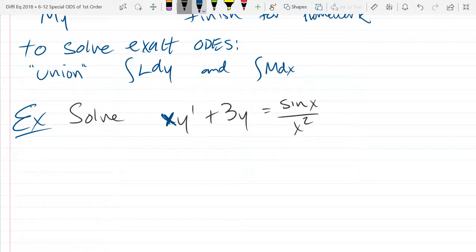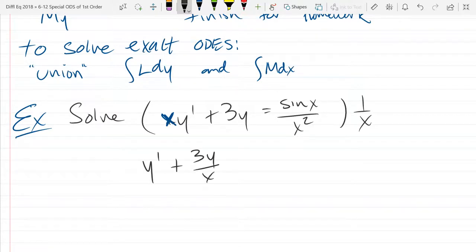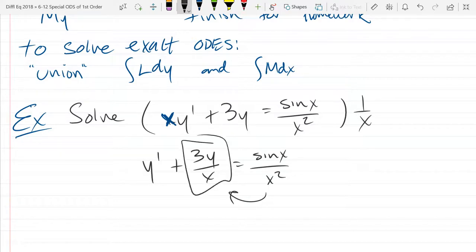Divide by X. So what we're really going to work with, so I'm going to multiply by 1 over X, Y prime plus 3Y over X equals sine X over X squared. You can subtract that Q of X over if you want to. It doesn't matter when you move Q of X to the other side. But remember, that's P of X right there. That's super important.